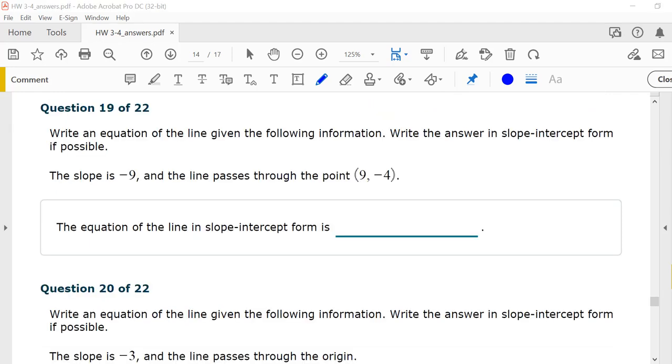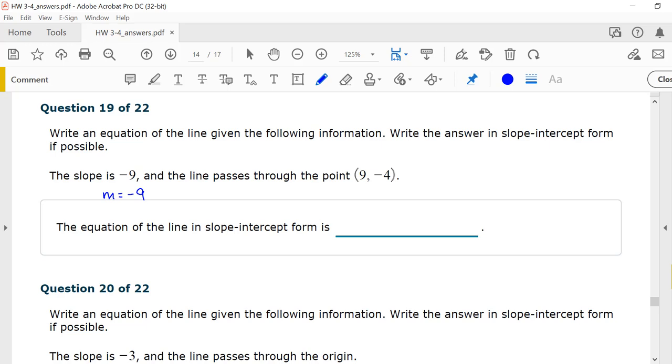Number 19, write an equation of the line given the following information. Write the answer in slope-intercept form if possible. The slope is negative 9, and the line passes through the point 9, negative 4.